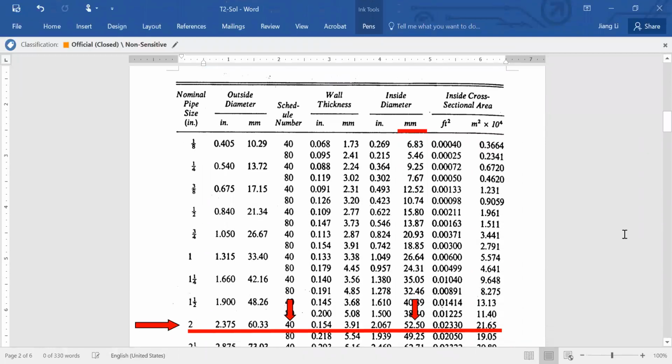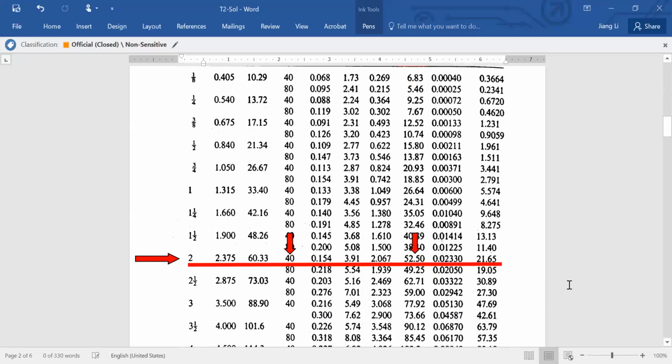Before that, we come to check the exact diameter. This is the pipe table. What you need to do is check this column, the inside diameter in mm. For 2-inch schedule 40, you check from here, and you will find the reading of the inside diameter is 52.5 mm. So this is your pipe size, inside diameter.